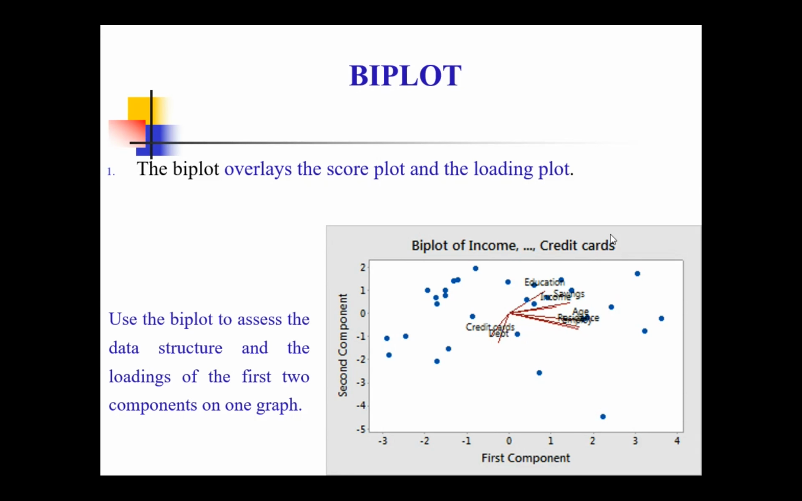So these biplots are specifically useful in identifying the data structures and the loadings of the first 2 components in a single graph. So for 2 different graphs, I am going to merge them and present them in a single graph.